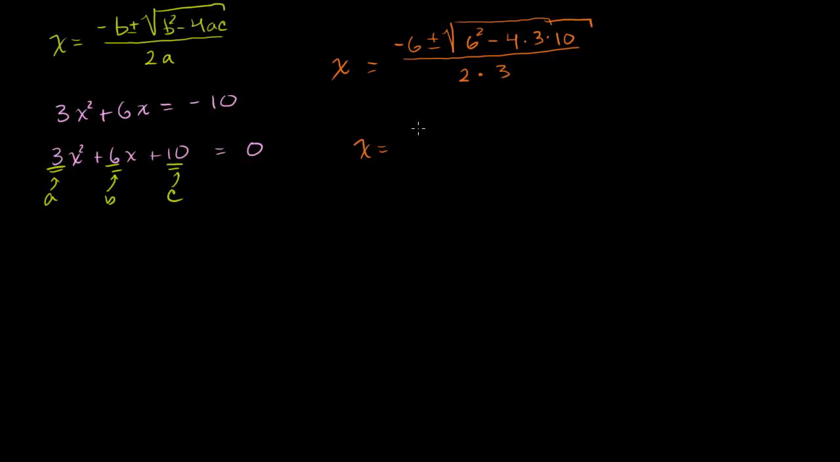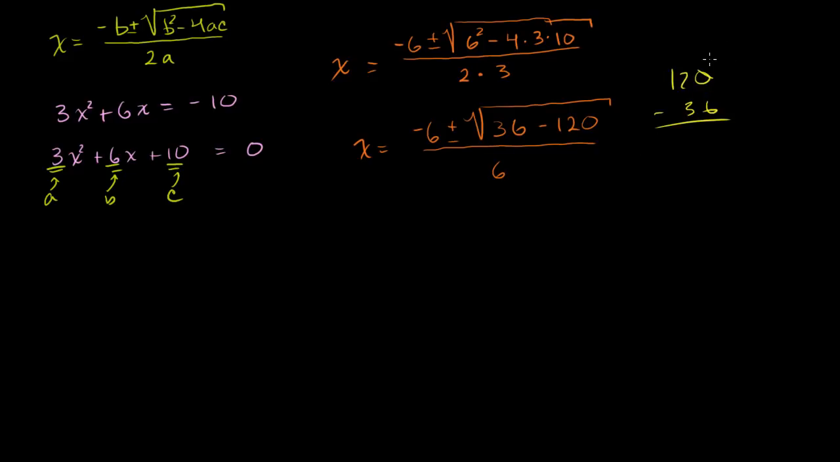So we get x is equal to negative 6 plus or minus the square root of 36 minus, this is interesting, minus 4 times 3 times 10. Let me make sure. Yeah, 4 times 3 times 10. So this is minus 120. All of that over 6. So this is interesting. You might already realize why it's interesting. What is this going to simplify to? 36 minus 120 is what? That's 84, if I'm doing 120 minus 36.